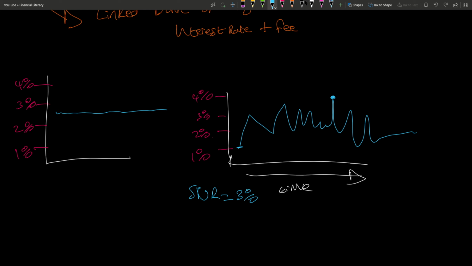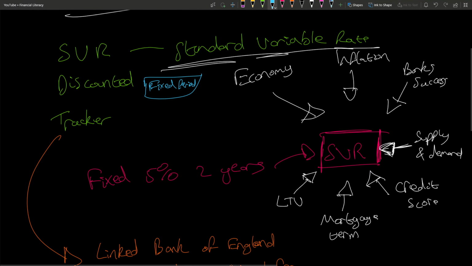So that's the tracker interest rate on a variable rate mortgage, and that's how variable rate interest is calculated on a mortgage. Remember, you have three main types: the SVR, which is the standard variable rate; the discounted; and the tracker, which is linked with the Bank of England interest rate plus a little fee on top. You just get the one number, which is the Bank of England interest rate plus the fee.